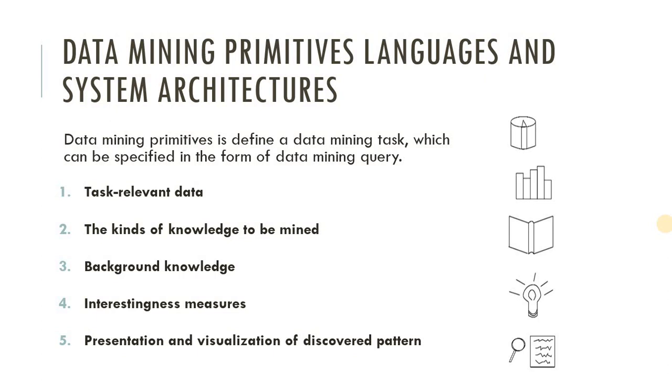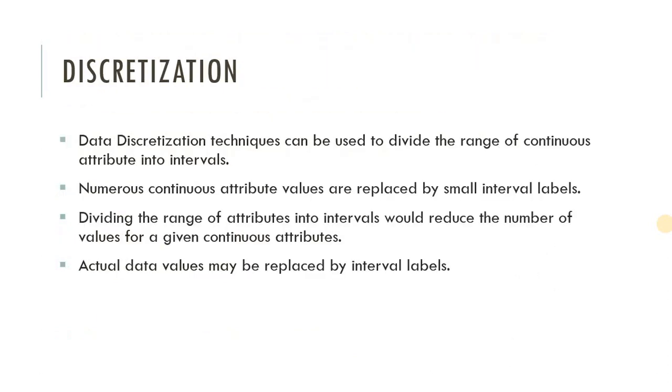Now the next topic is data mining primitives and languages and system architectures. We already learned the data mining task primitives in our previous lectures. Data mining task primitives are task relevant data, the kinds of knowledge to be mined, background knowledge, interestingness measures, and presentation and visualization of discovered patterns. We already learned this topic, so I will just skip it here.